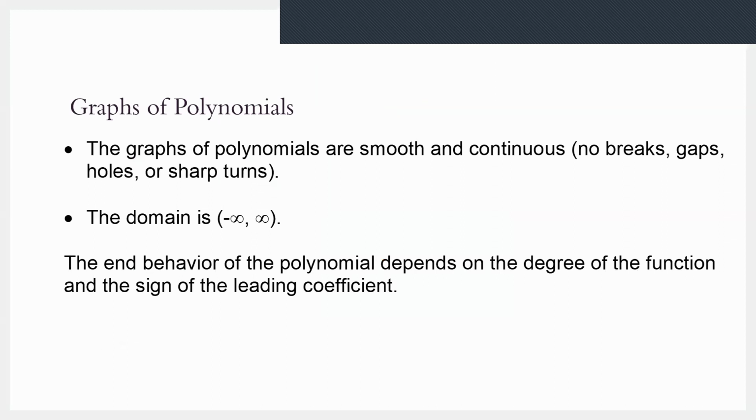Now, graphs of polynomials. Graphs of polynomials are smooth and continuous. So if we've been graphing and identifying, notice that there's no breaks, no gaps, no holes, or sharp turns, correct? It's been smooth sailing, okay? The domain is negative infinity to positive infinity. It goes forever to the left and forever to the right. Remember Bob's dance moves? The end behavior depends on the degree of the function and the sign of the leading coefficient, correct? Bob told us that. He has 4 dance moves, okay?